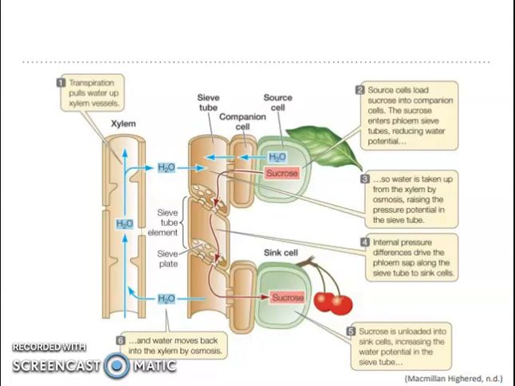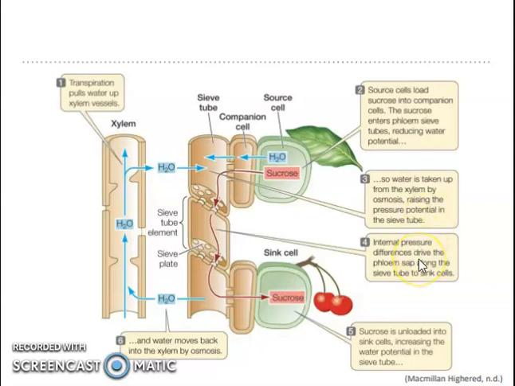Again, based on the figure in this slide, there are six stages involved in the process called pressure flow. Stages along the pathway are as follows. Number one, water moves up the xylem through transpiration. Stage number two, sucrose from a source is loaded into the phloem tube through ATP, increasing the solute concentration in the sieve tube. The third stage, the concentration gradient allows water from the xylem to move through osmosis from the low solute concentration to the high.